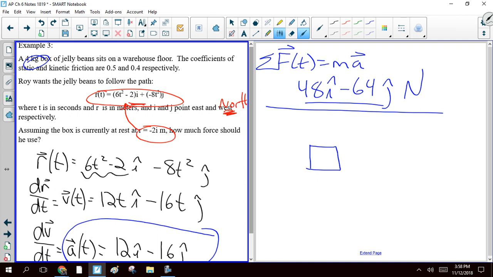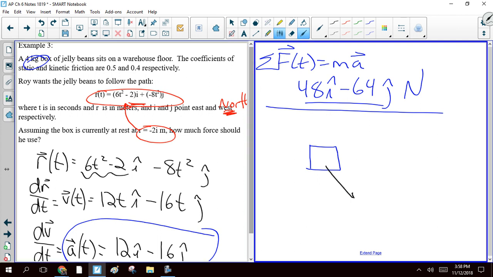So I know that I want my net force to be this way. So Roy should probably push in the direction of the net force, right? And the idea is friction is going to act in the opposite direction, right? Because it's going to oppose the motion. And so these two forces need to add up to give us our net force, right? So I think at this point, what probably makes the most sense is, let's find our force of kinetic friction, okay?